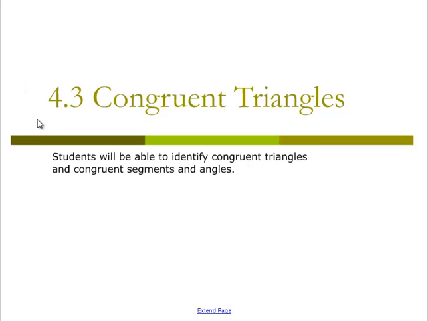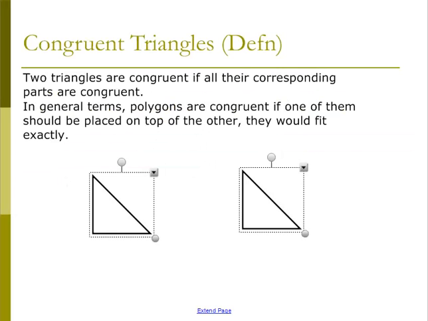Alright, so this is going to be the bulk of the chapter where we start talking about congruent triangles. We will start adding in proofs in a little bit, but for this video we're just going to introduce congruent triangles and talk about why they're congruent and what they are. So we've already seen the definition of congruent, so let's talk about congruent triangles now. Two triangles are congruent if all the corresponding parts are congruent.